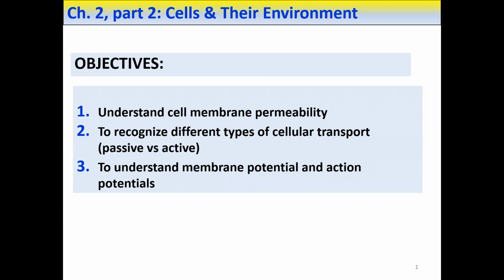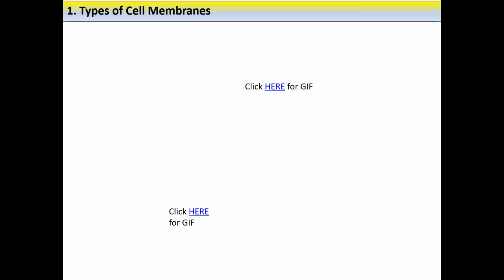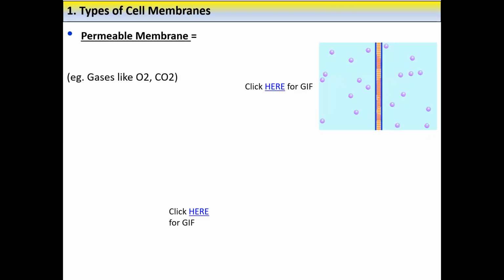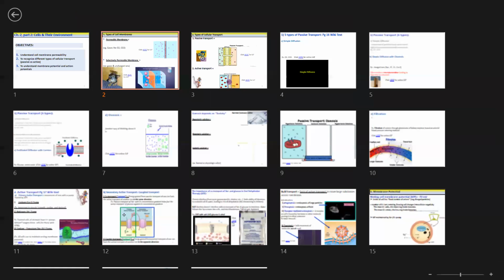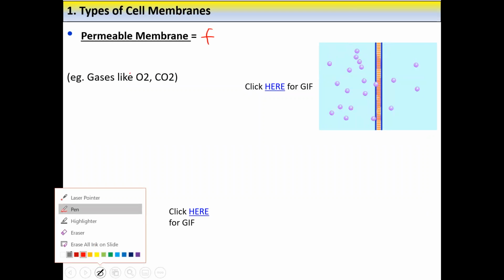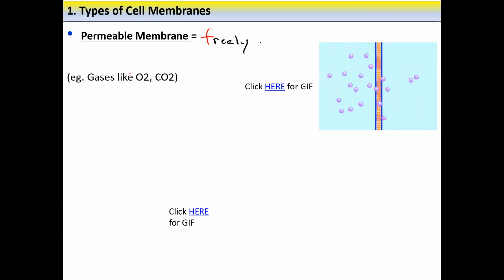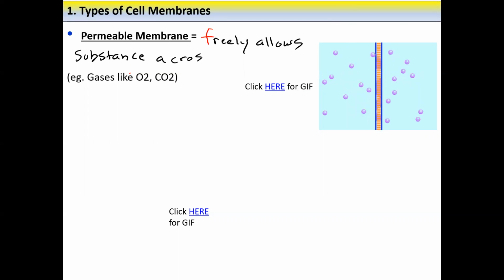But we'll talk briefly about cell membrane permeability. Does it have application in nursing? It absolutely does, okay? So if a membrane is permeable freely, let me write it down, it freely allows substances across. You don't need channels, you don't need carriers, you don't need receptors, you don't need anything.